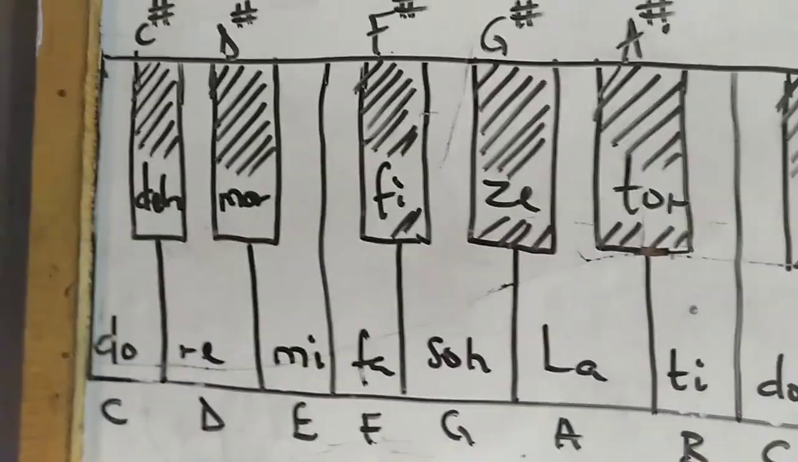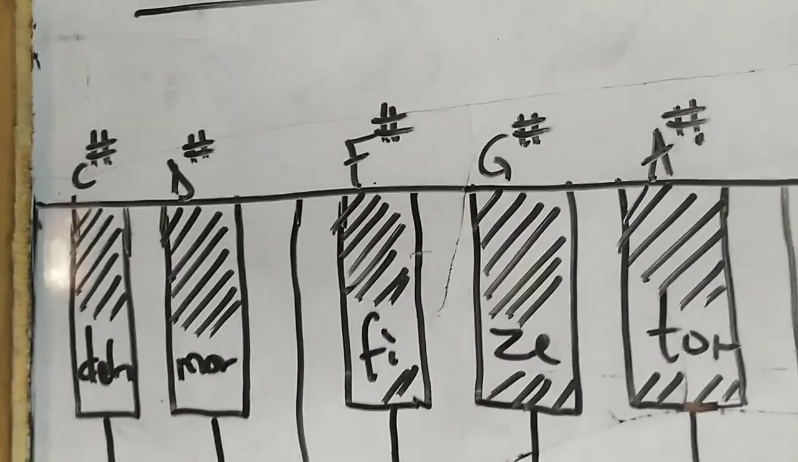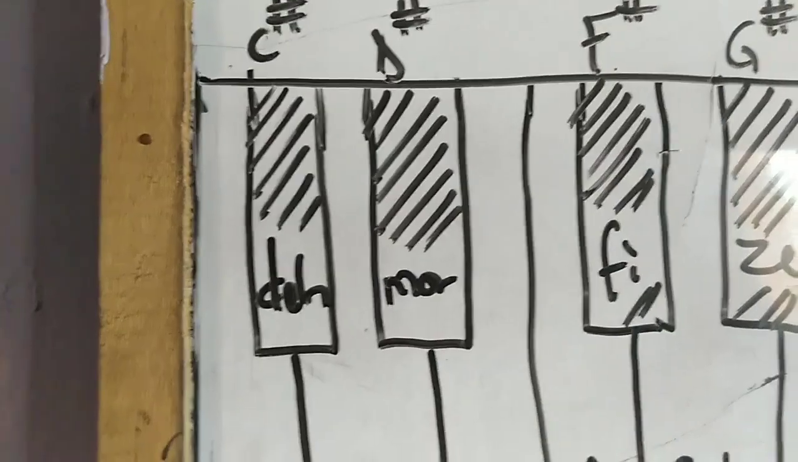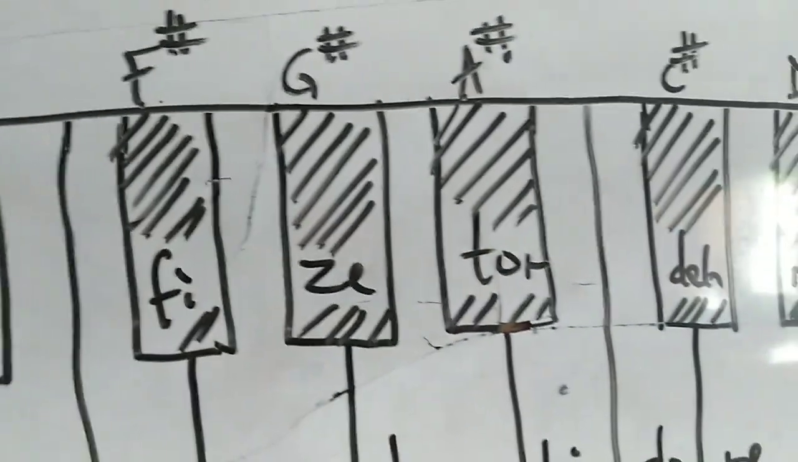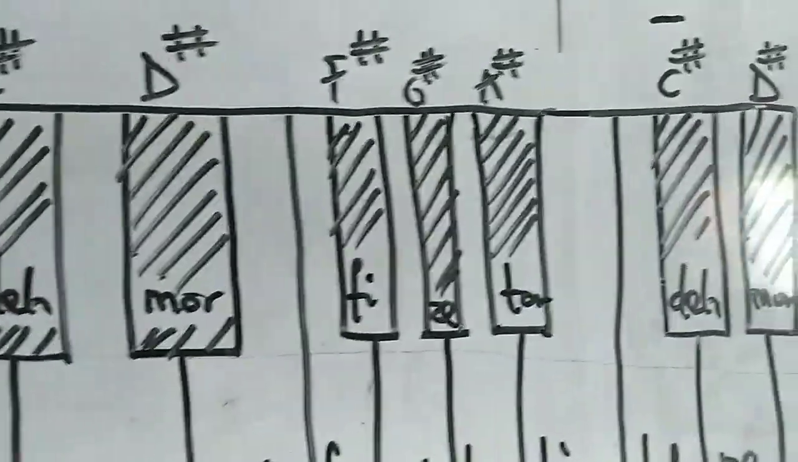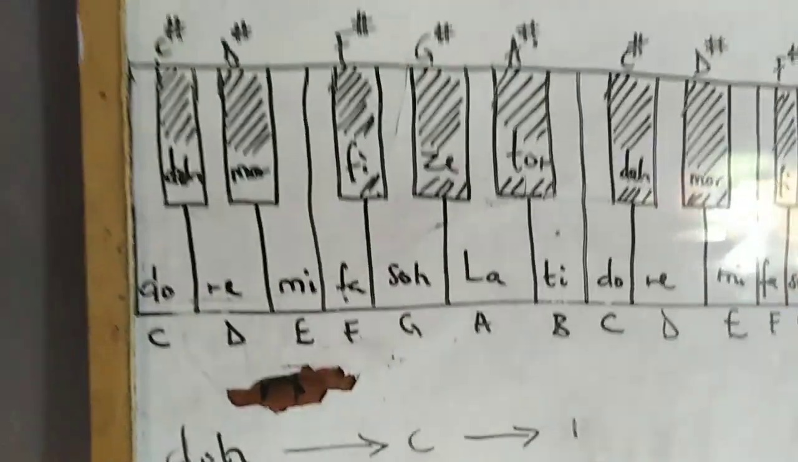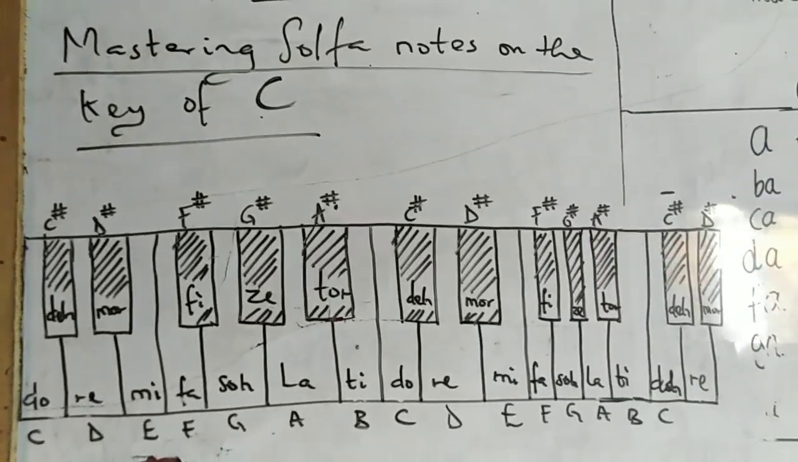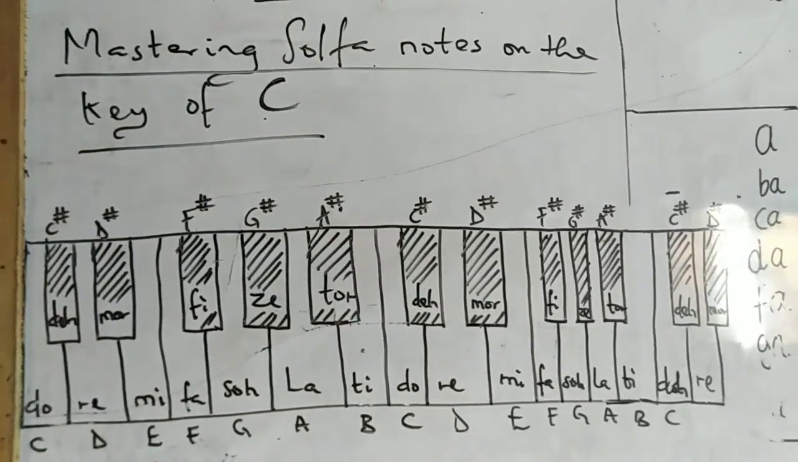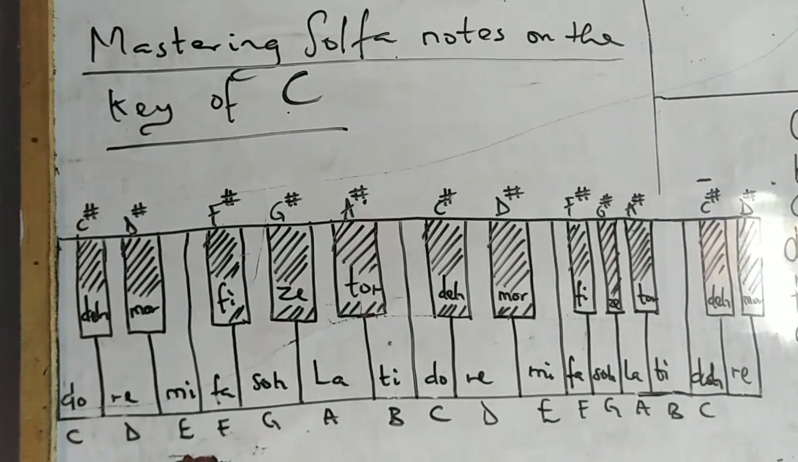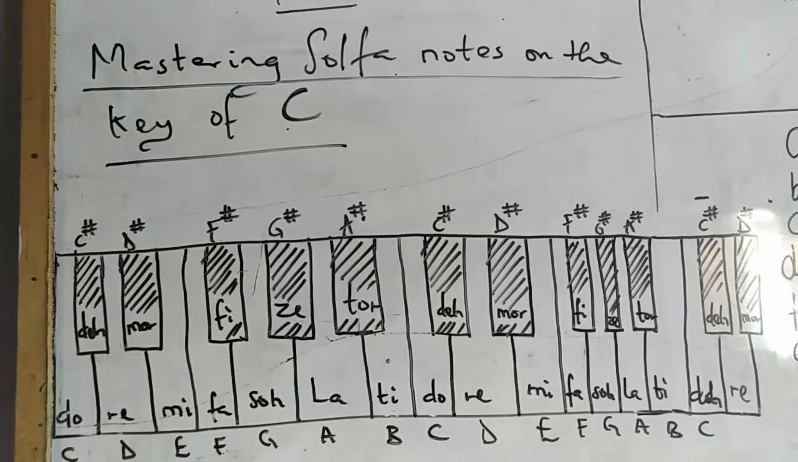Alright. Then these are the names of the minors: de, mo, fi, zi, to, de, mo, fi, zi, to. That's just like an extension. Take note, we are considering the key of C. So everything you can see here is basically for key C.